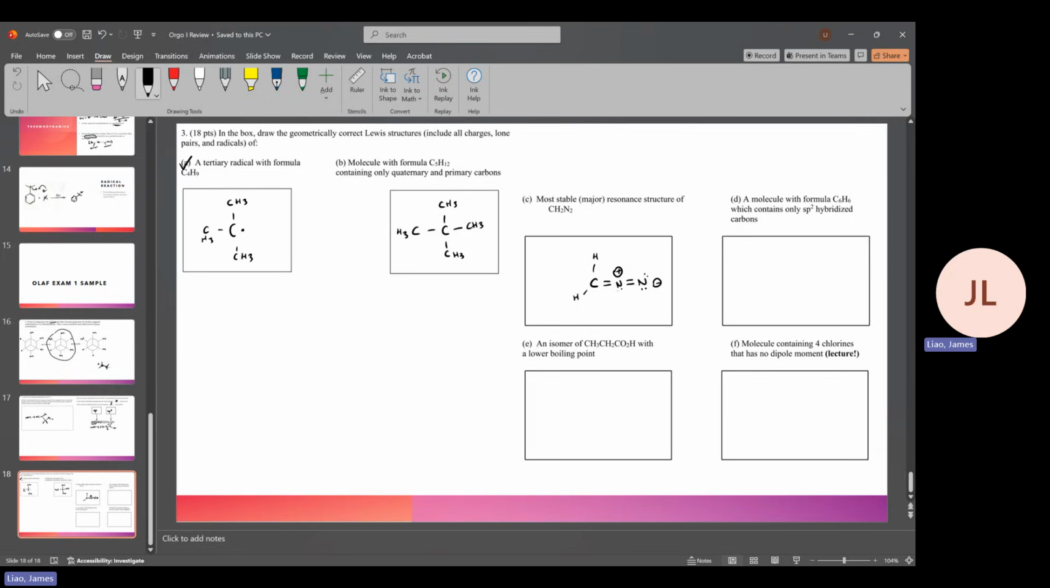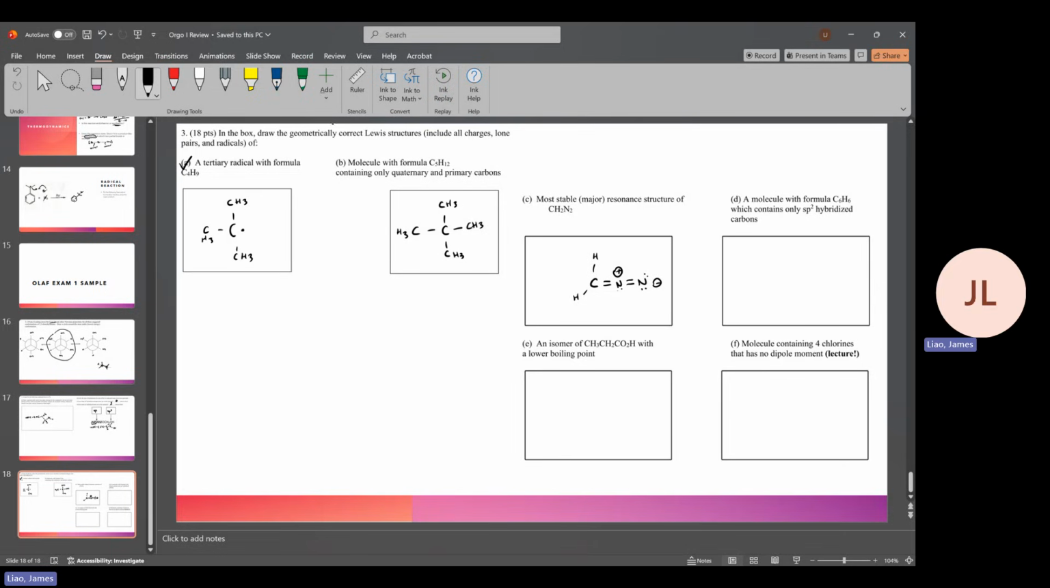How would that work? It would actually work because the octet is fulfilled. The charges don't matter in terms of which one's positive or negative, although they do matter in terms of where they're positioned. So this major structure has to be the major contributor because of the octet rule. The other forms, where we have the carbocations and carbanions, are possible, but they would not satisfy the octet rule, so they wouldn't be major contributors.